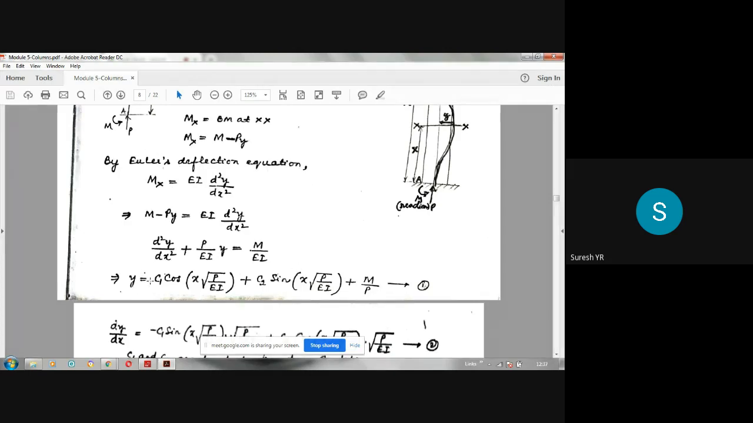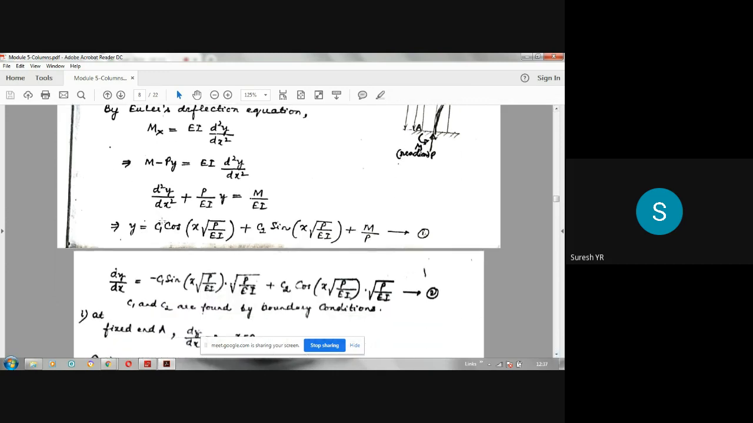So here also you can see the first two terms are the same as in the earlier case. Only the second term will be m by p here. In the first case, this second term was not there. In the second case, it was small a. In the third case, it is m by p. So the first two terms are the same. For this, you calculate dy by dx also. Differentiate this with respect to x, you will get dy by dx.